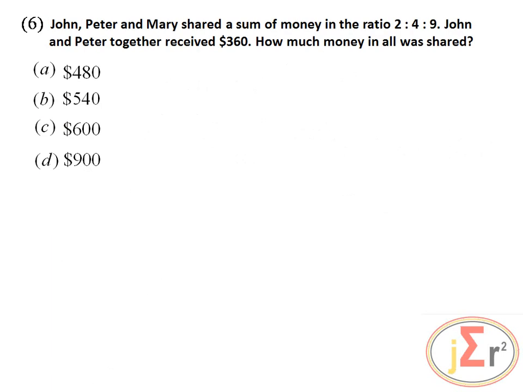John, Peter, and Mary shared a sum of money in the ratio 2 to 4 to 9. John and Peter together received $360. How much money in all was shared? John and Peter together received $360. It is plain to see that the ratio has 3 shares.